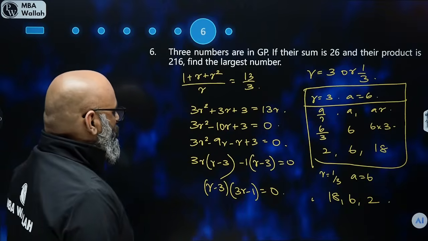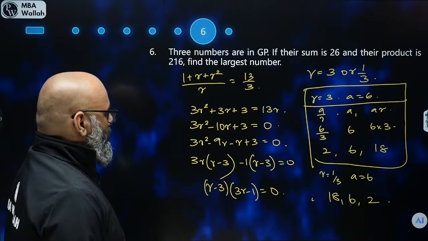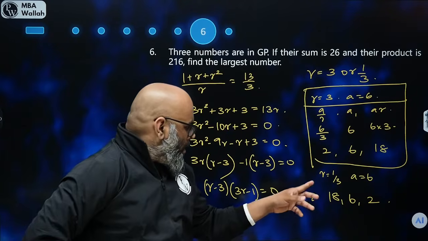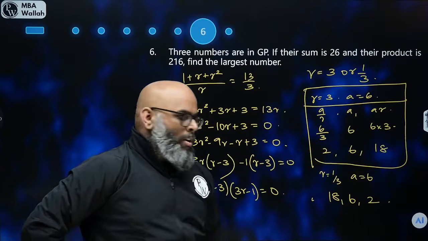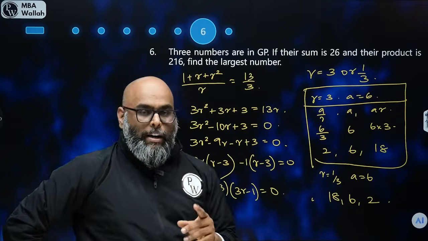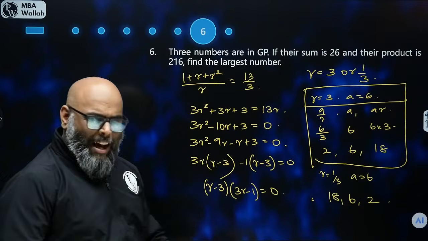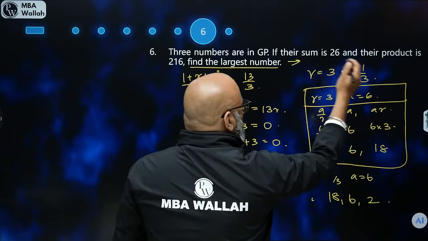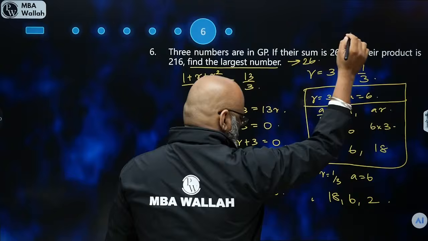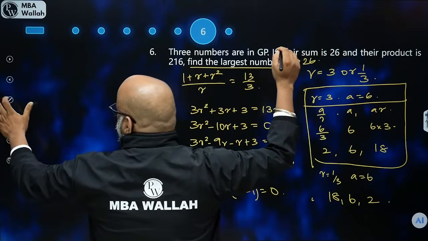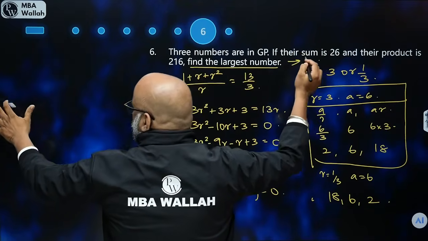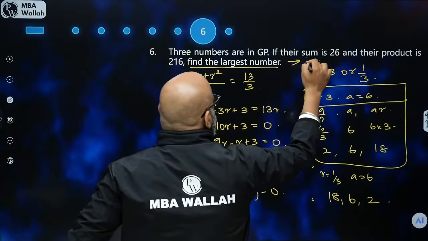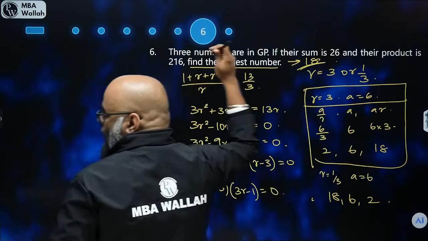Sorry, 2, 6, 18. Yes. Clear? We are looking at 2, 6 and 18, or 18, 6 and 2. It doesn't matter, because the question says find the largest number of the three numbers. Whether r is 3 or 1 by 3, the largest number is always 18. 26 is the sum. And that will be our answer.